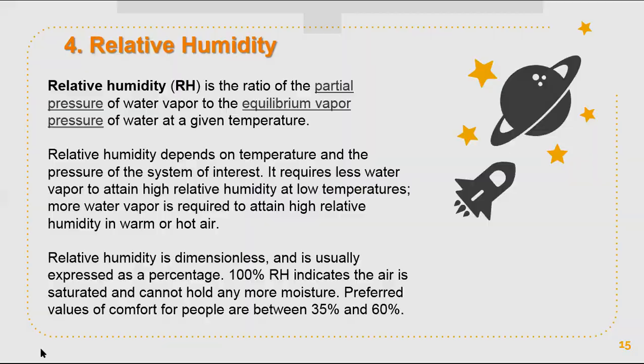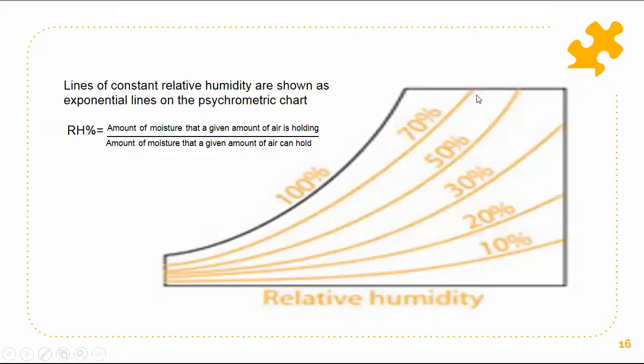Relative humidity, I have already shown to you a while ago. These are what we call saturation curves, or relative humidity curves. And this is how we solve it: the amount of moisture that a given amount of air is holding right now, over the amount of moisture that a given amount of air can hold, meaning the maximum amount of moisture that it can hold at that particular condition. That's why it's called relative humidity.